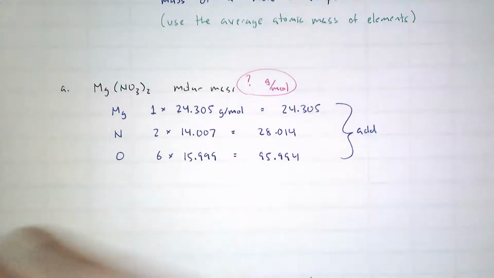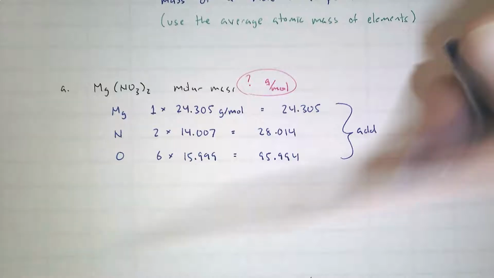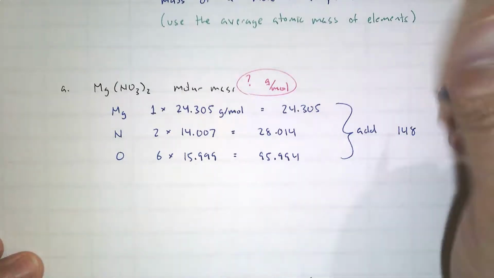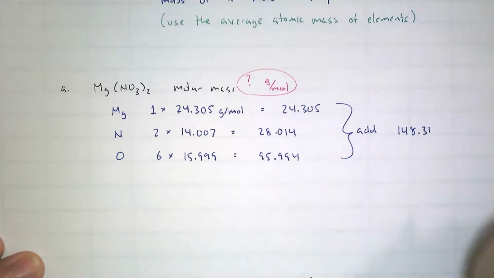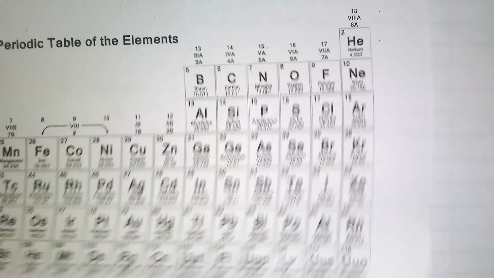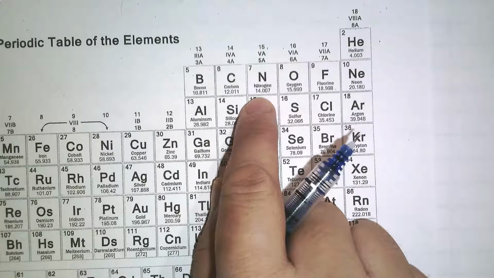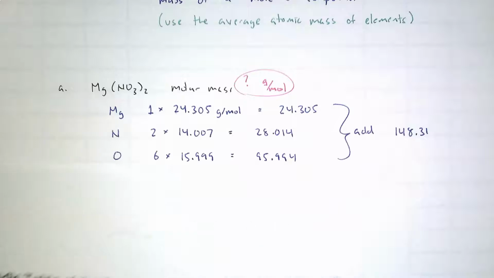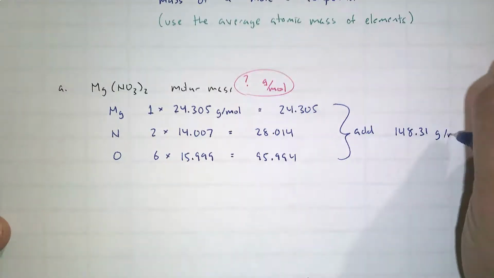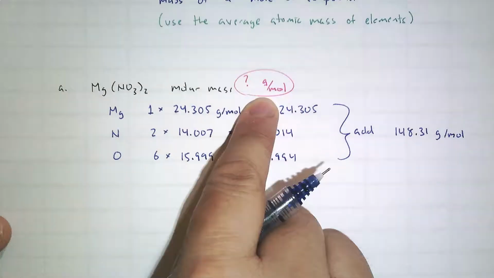Don't round just yet. Just keep those numbers as is. I have 148, and then we could round. This is our final answer. I'll go to 2 digits past a decimal. This is not strict sig figs. Most of my average atomic masses have 5 sig figs, so we'll keep it at that. Grams per mole, because again, we've identified that as our target units.